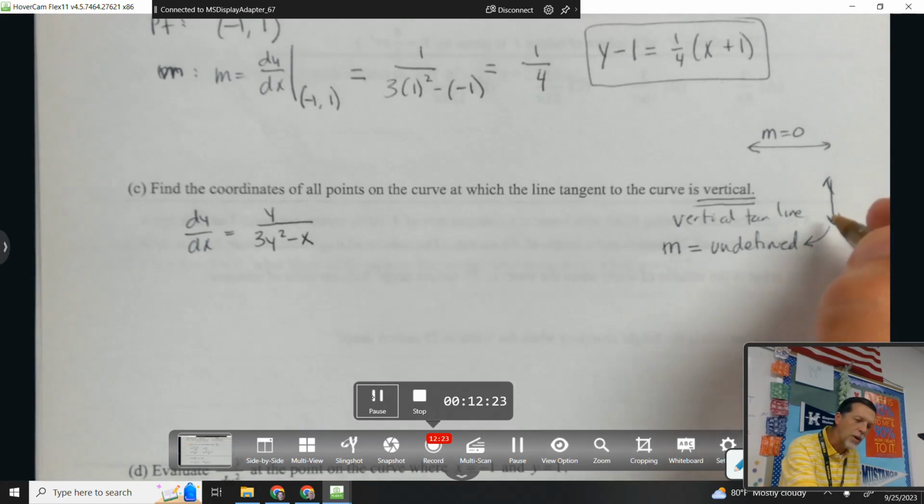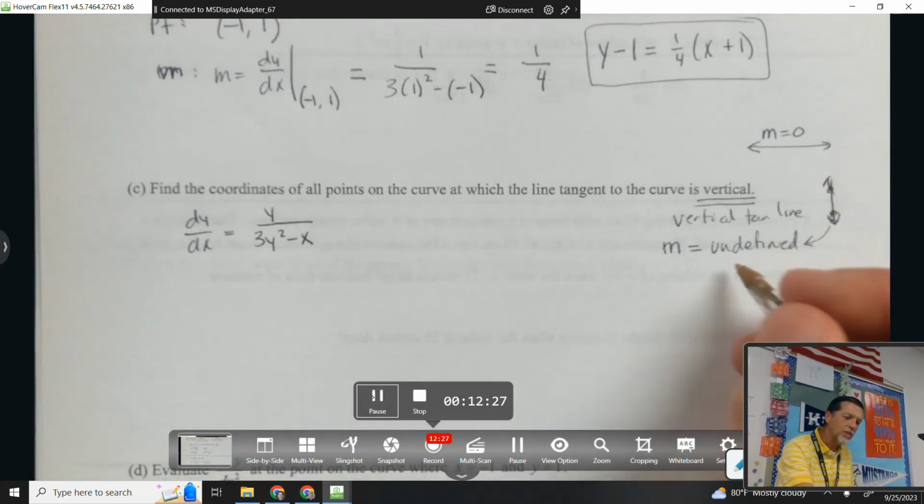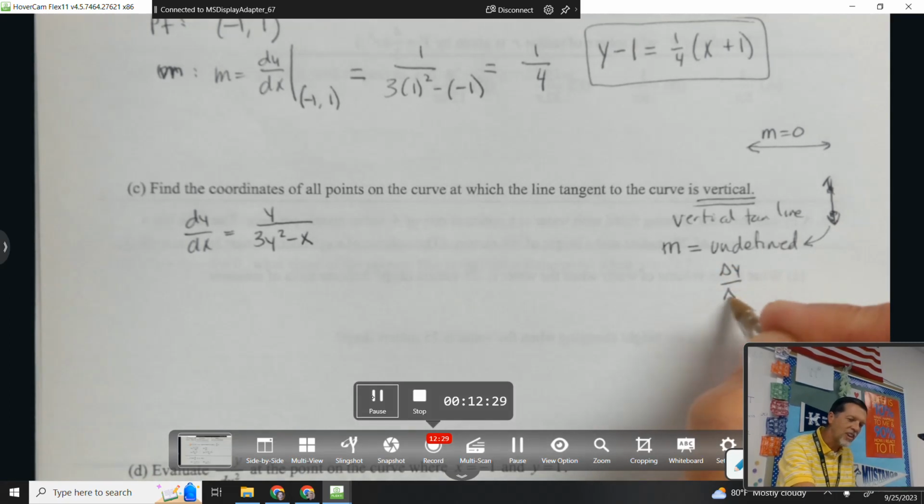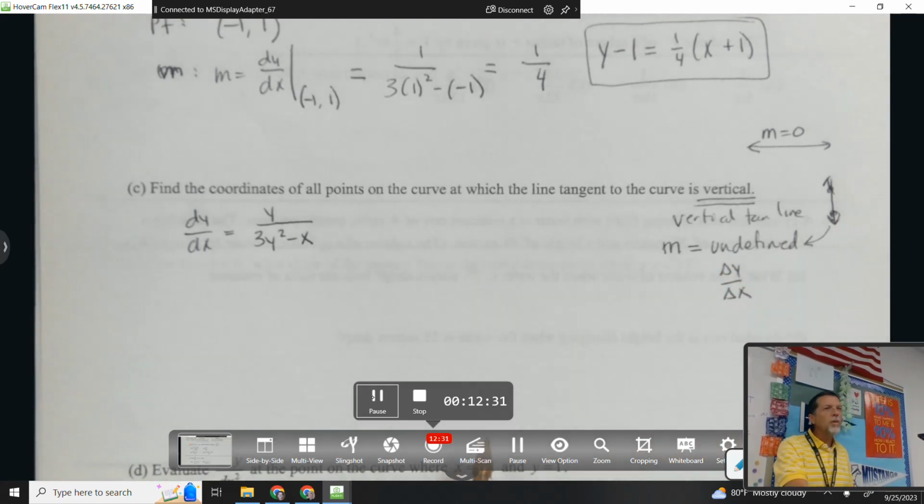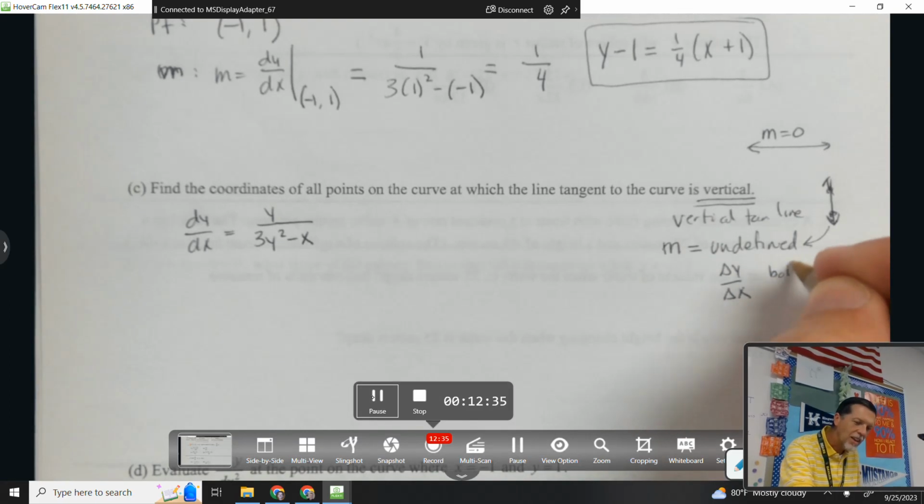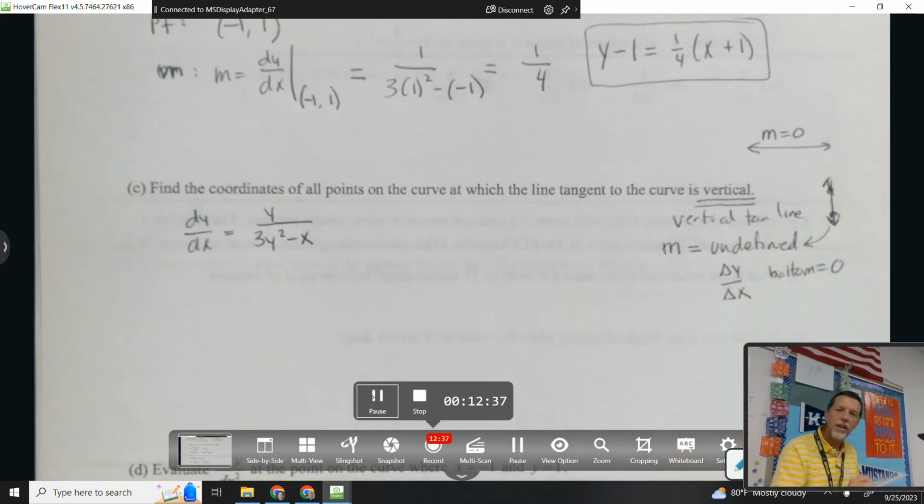It's even true way back in Algebra 1. All right, when you were doing good old change in y over change in x, if the bottom is 0, then it's undefined. Okay, so it's like 3 little Algebra 1 reminders there before we even get to the problem. Vertical is this way. That means slope is undefined. That happens when the bottom is 0.